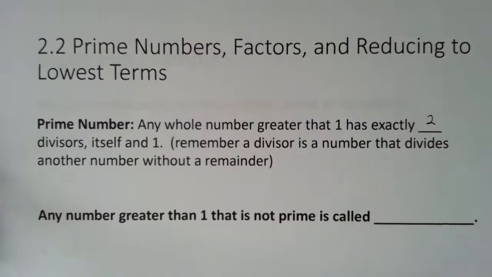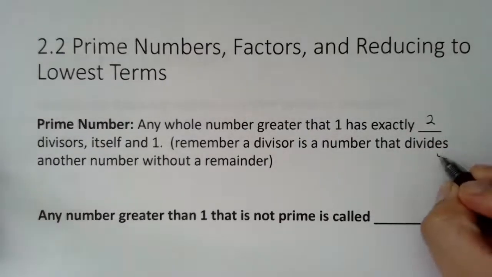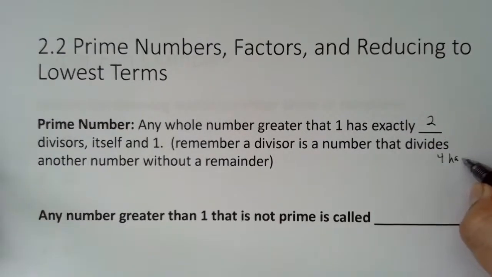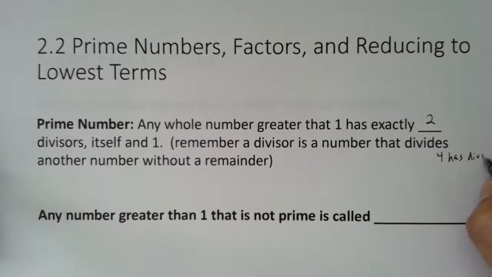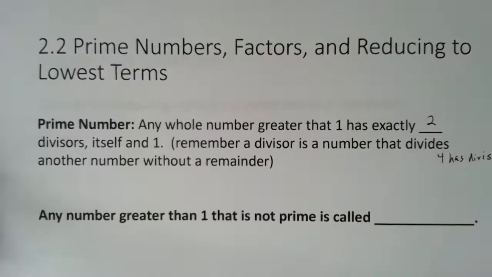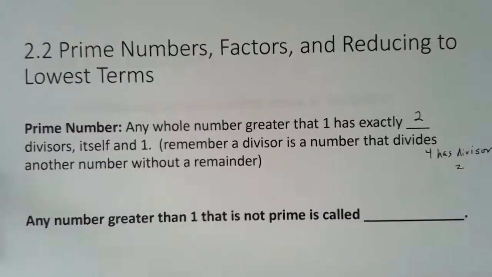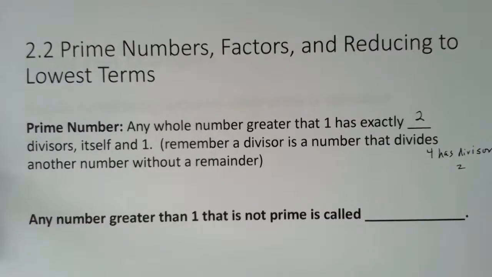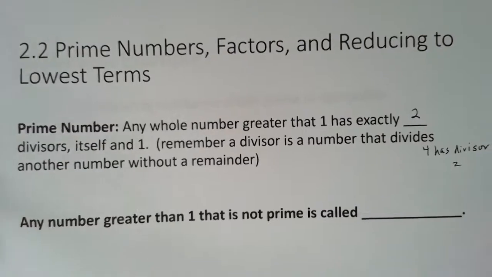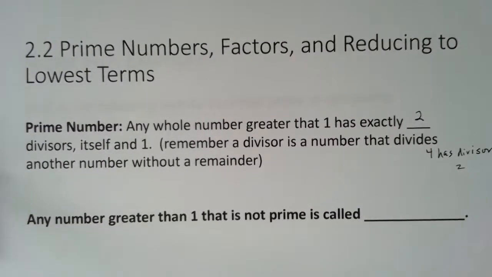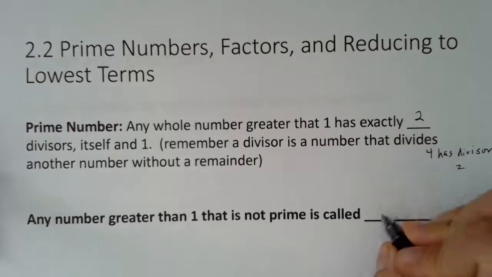So let's say, for example, 4 has divisor 2, right? Because 2 divides into 4 without any remainders. Okay, and also any number that's greater than 1 that is not prime is called composite.